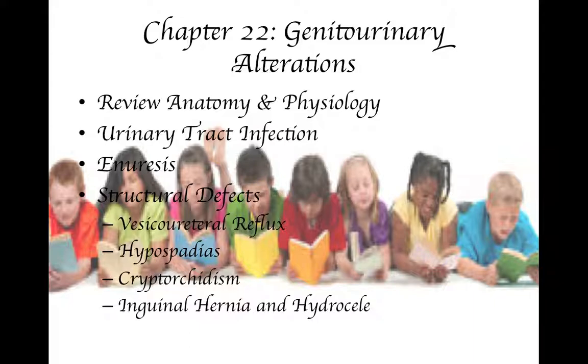Note that it can be primary or secondary. A child who has never achieved a period of dryness for at least 3 months is referred to as primary. Secondary enuresis occurs when a child has been dry for at least 3 to 6 months and then resumes wetting.